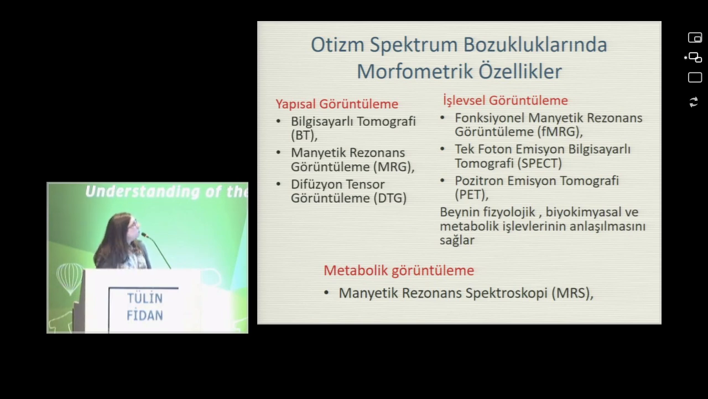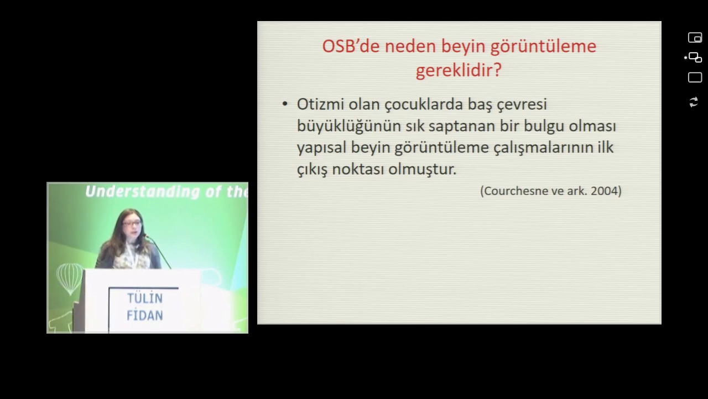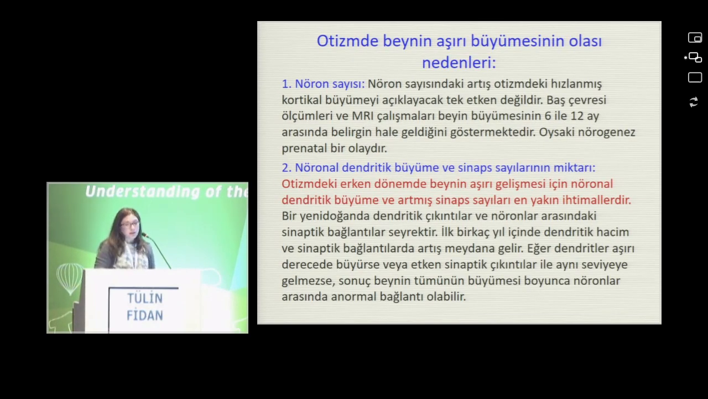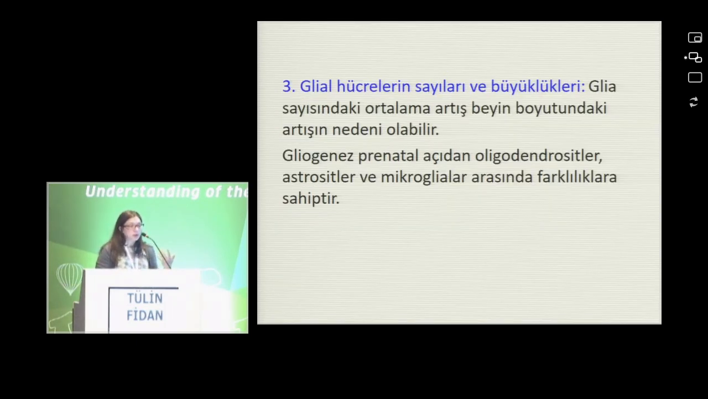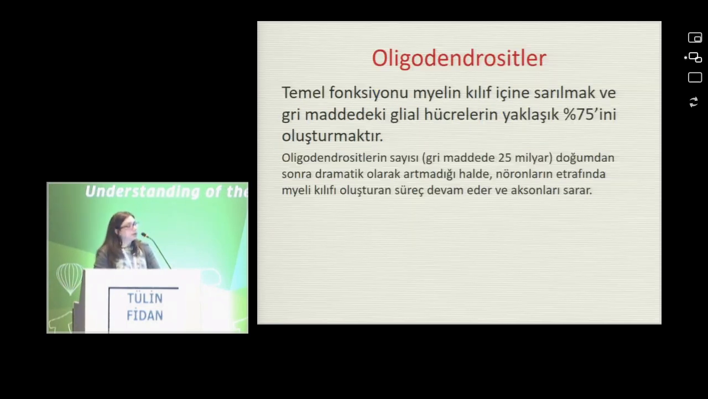Morphometric measures can be taken with different methodologies, but I will be talking about structural imaging. Why is brain imaging needed in ASD? Head circumference is very important. That's why brain imaging is needed. On the neuron number, there's an increase, and it can be related to the increased number of these neurons, or the average increase in the glial cells can create a problem.